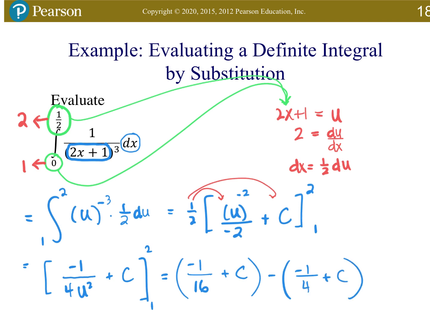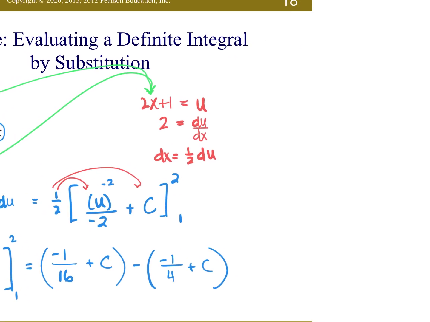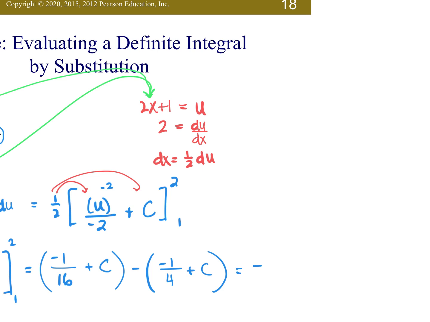But because these are definite integrals, the plus c's cancel each other out. So I end up with -1/16 plus 1/4. And then I just need to go till I get a number. Definite integrals always result in a value, an actual value. So this would be -1/16 plus 4/16. I'm looking for common denominators. So 3 over 16 is my answer.